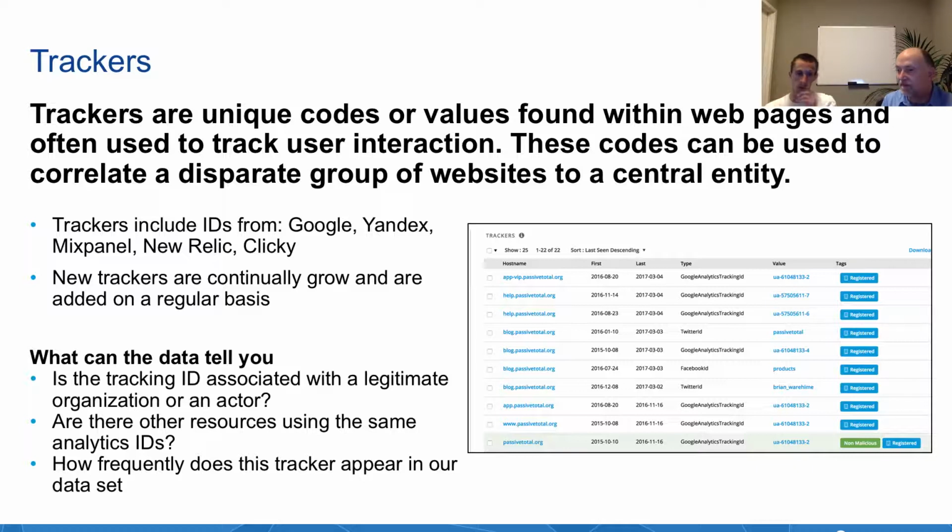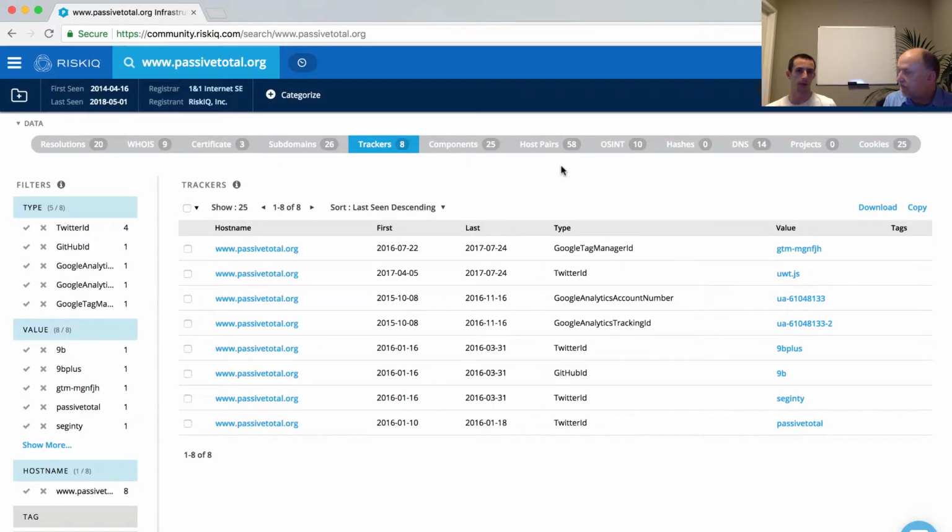Commonly, a lot of the trackers that are fairly well known to people are things like Google Tag Manager, Google Analytics, Twitter IDs, GitHub IDs, New Relic, Clicky ID, Mixpanel. Anytime you have some sort of marketing-based content or tracking-based software, we're going to essentially have a tracker for it, to be able to extract that out.